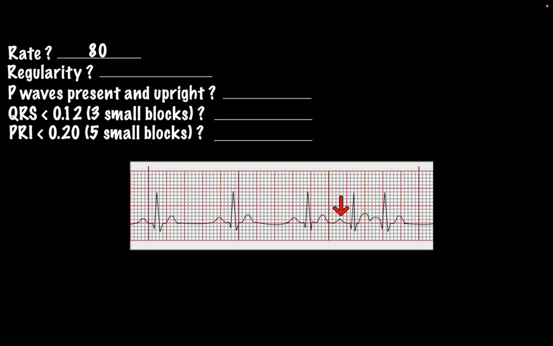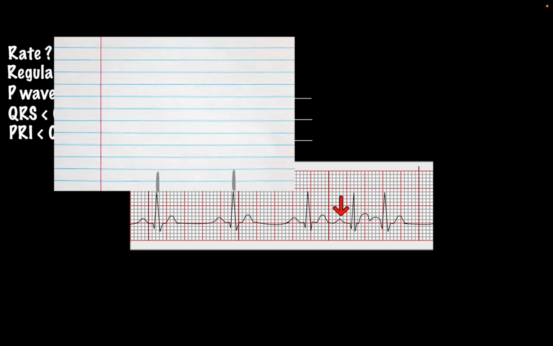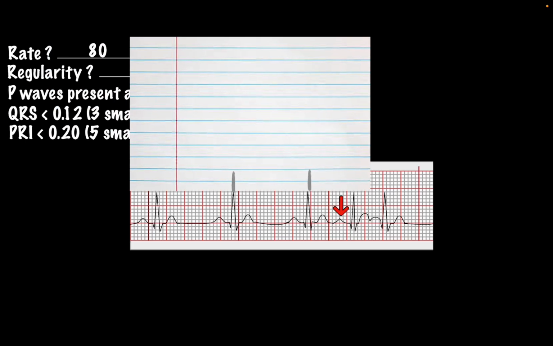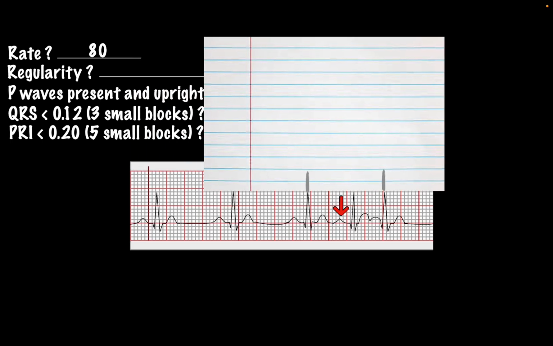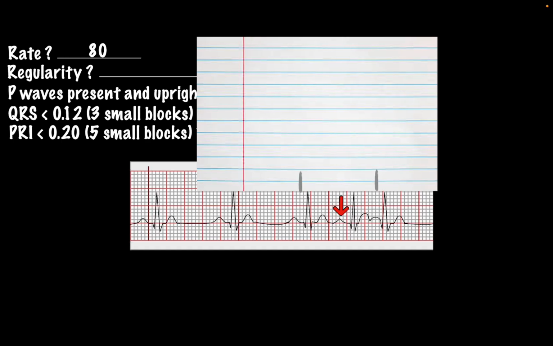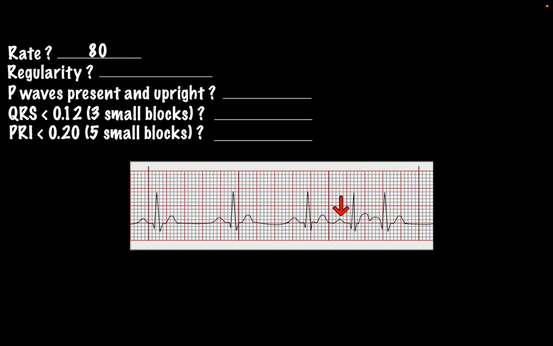Now, regularity. Let's check. We're going to skip over that beat, and we're going to see if it's regular aside from that beat. It is regular. The underlying rhythm is regular. That one beat throws it off. So instead of calling it regular, we're going to call it regular irregular.